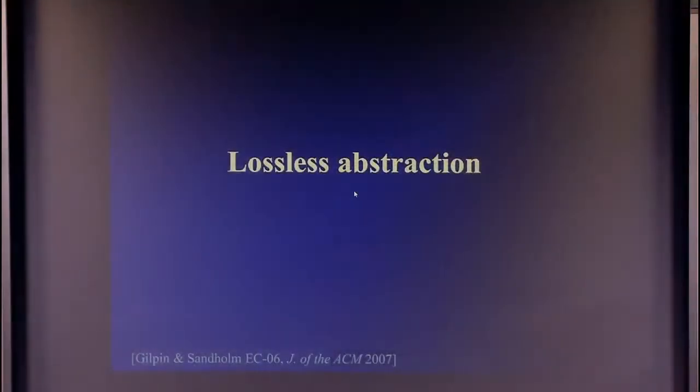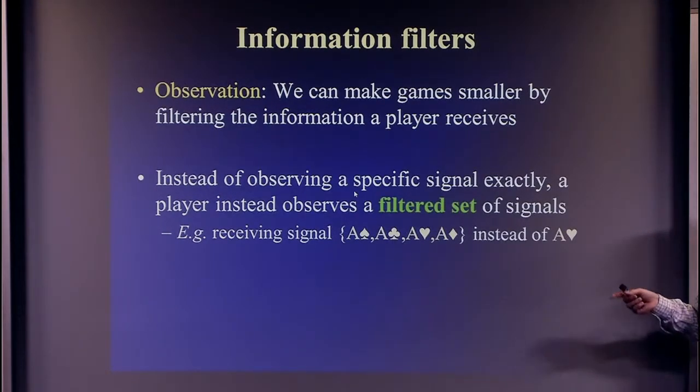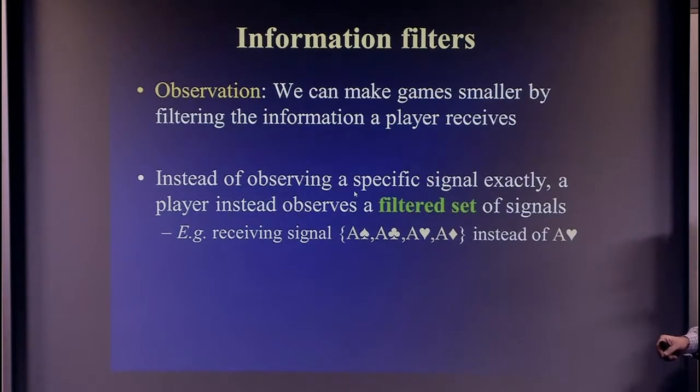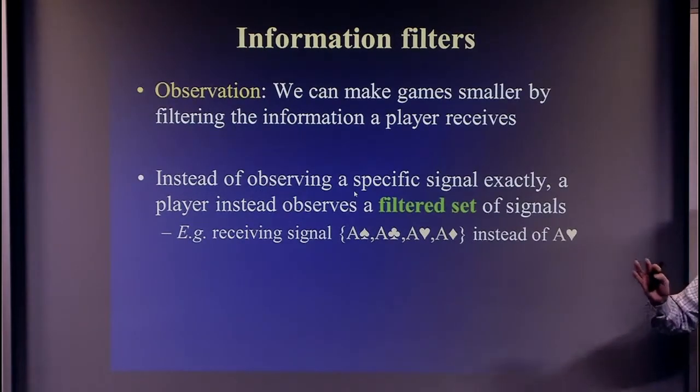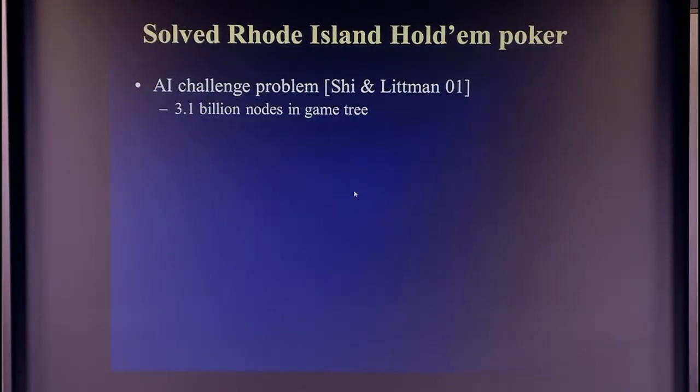All right, lossless abstraction. So this sounds like an oxymoron. The idea was that we can make games smaller by filtering the information a player receives. So for example, in poker, if you're really receiving an ace of a particular suit, we'll just tell you that you received an ace. And we can make the game smaller like this. Of course, we can lose something strategically important that way. But we came up with an algorithm that smells out automatically all of these things that are unimportant and gets rid of all of that spurious stuff from the game tree.